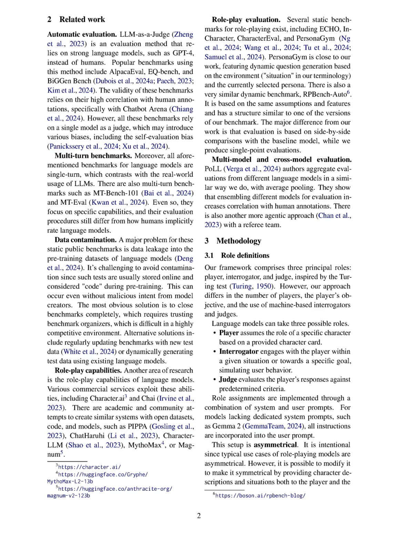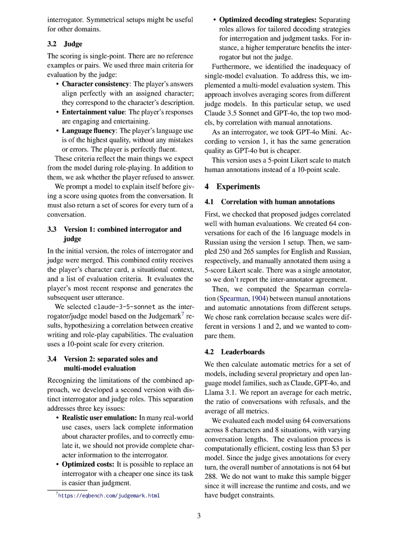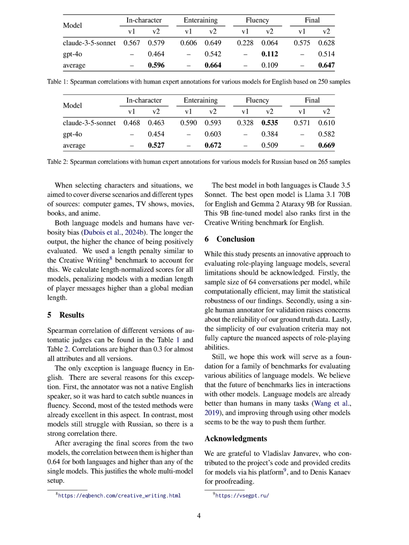The primary advantages of utilizing a multi-model evaluation system in our benchmark include enhanced correlation with human annotations, mitigation of individual model biases, and improved evaluation accuracy. By averaging scores from different judge models, we achieve a higher correlation with manual evaluations, as evidenced by our results showing correlations exceeding 0.64 for both English and Russian.